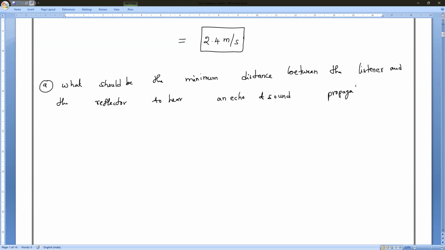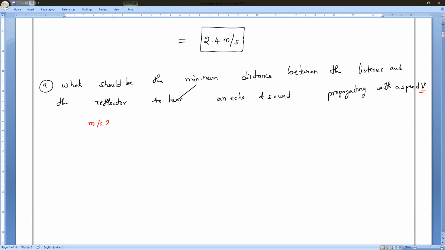See, the value they have given, everybody can say. So what is the minimum distance? We already calculated, 17.2. But there they had given the speed, and here they have not given the speed. They are saying speed is equal to v meter per second. So can you calculate that?